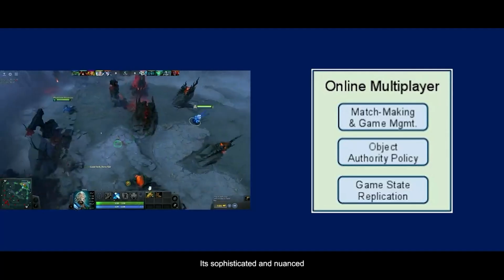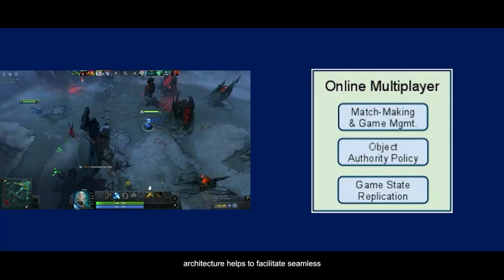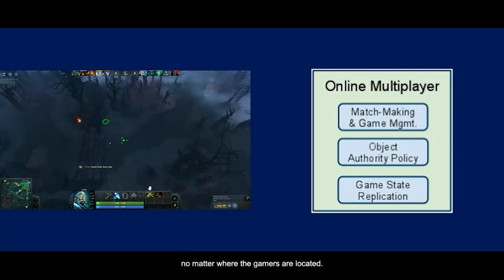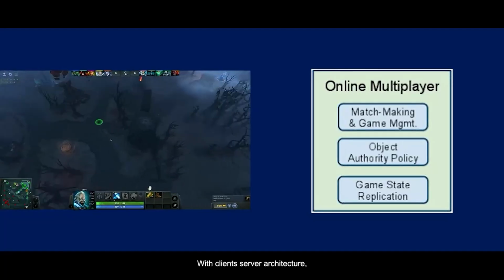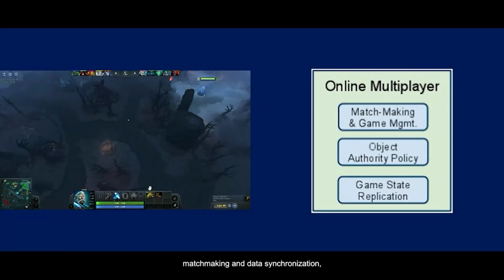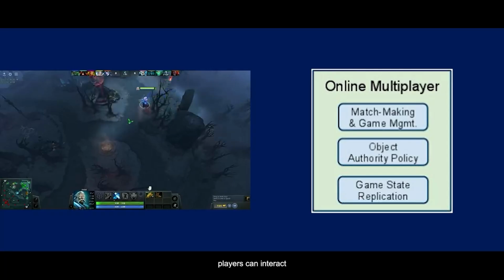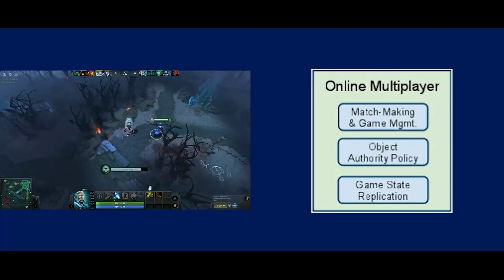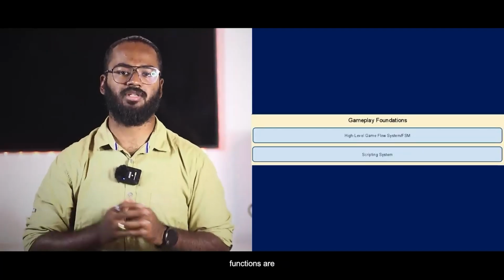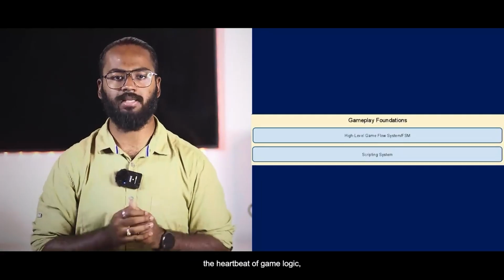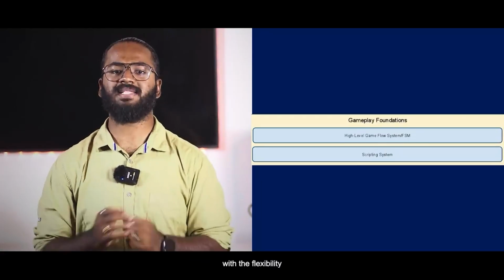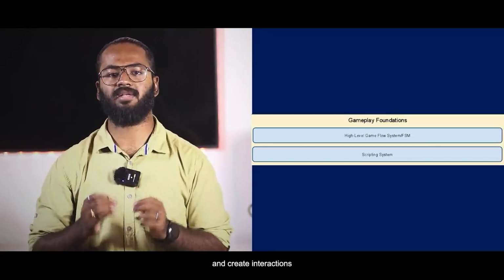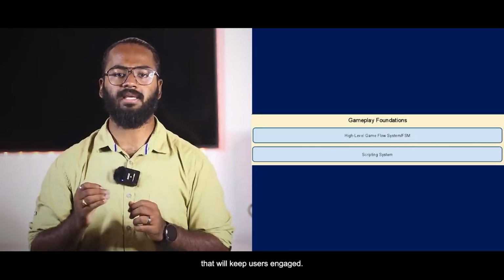Its sophisticated and nuanced architecture helps to facilitate seamless and uninterrupted communication between players, no matter where the gamers are located. With client-server architecture, matchmaking, and data synchronization, players can interact with each other effortlessly and without any frustrating lags or delays. Scripting subsystem functions are the heartbeat of game logic, providing developers with the flexibility to customize behaviors, feed in game mechanics, and create interactions that will keep users engaged.